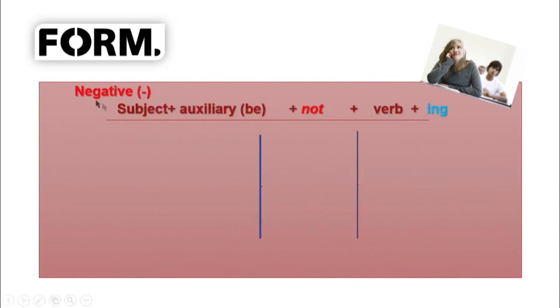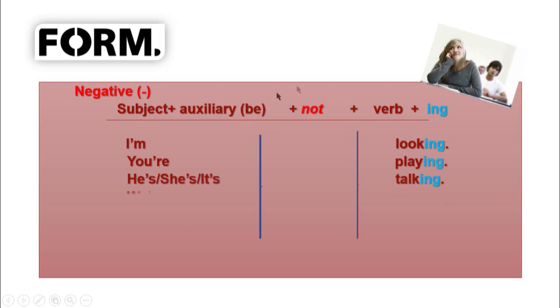Here I want you to practice using the negative form. It's very simple, it's very easy. I just add not between the auxiliary be and the V-ing. As you see here, not is in the middle.